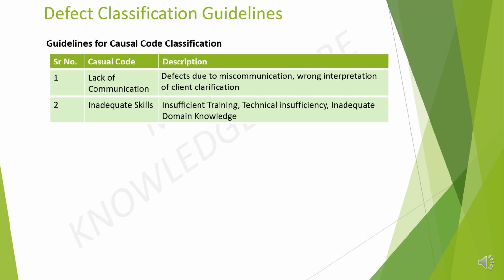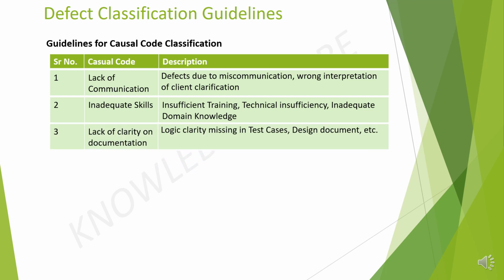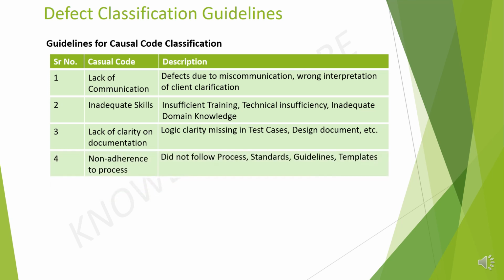Type 3, lack of clarity on documentation. It covers the defects like missing of clarity in test cases and test design document, etc. Type 4, non-adherence to process. It covers the defects like didn't follow process, standards, guidelines and templates.